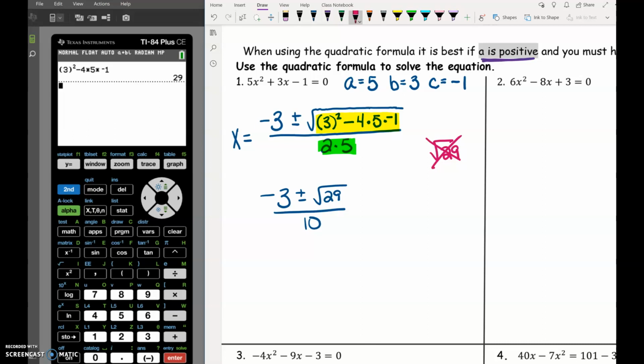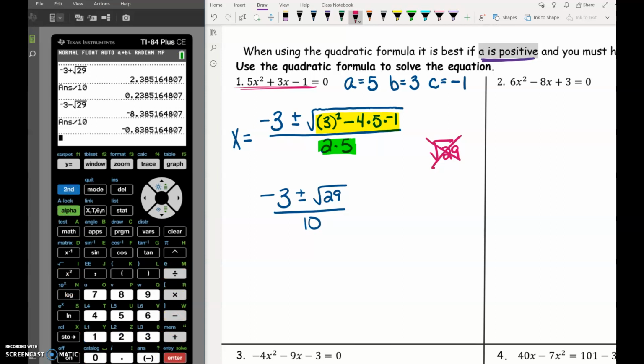If you wanted to see where this particular parabola crossed the x-axis, in your calculator you would do -3 plus the square root of 29, hit enter, divided by 10. This is going to cross the x-axis at 0.24 approximately, and at -0.84 approximately. On the online assignment, it's going to give you 2 fields that you have to enter your answer in. One of them would be using the plus sign, the other would be using the minus sign.